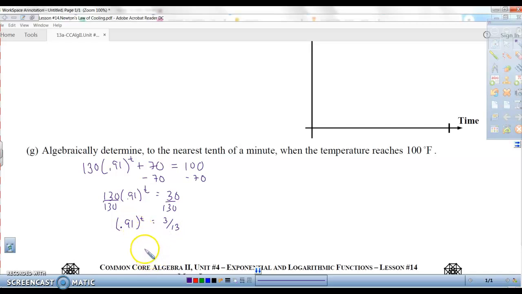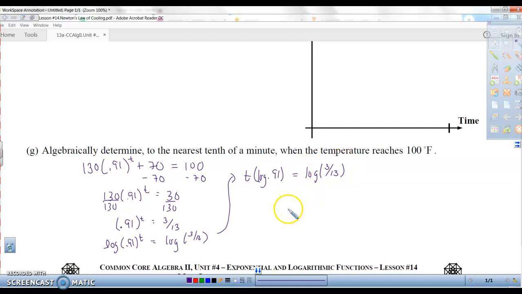So now we have to do a log. We take the log of both sides. Log of 0.91 raised to the t is equal to the log of 3/13. Now t is an exponent, so t has to go out front. So it's going to be t log of 0.91 is equal to the log of 3/13. To solve this for t, I have to divide by the log of 0.91.